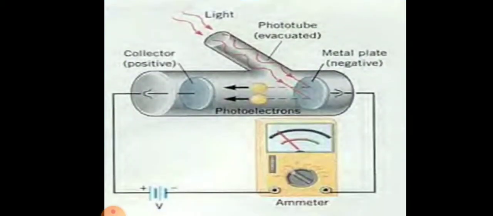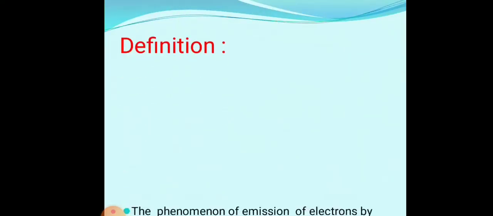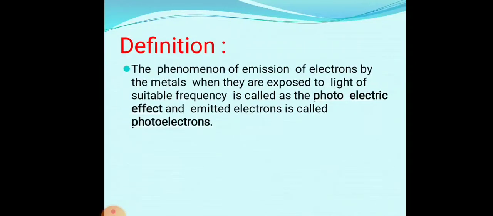This is the diagram of the photoelectric effect. Now, the definition of the photoelectric effect. The phenomenon of emission of electrons by metals when they are exposed to light of suitable frequency is called the photoelectric effect, and the emitted electrons are called photoelectrons.